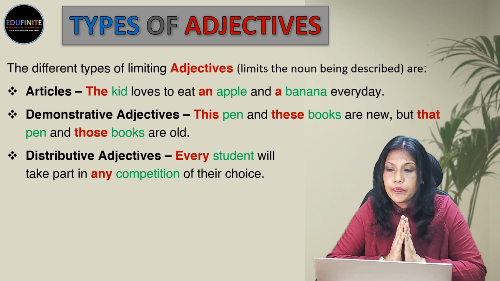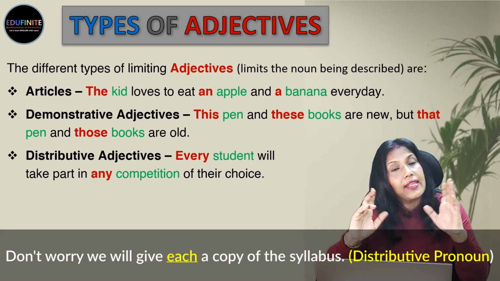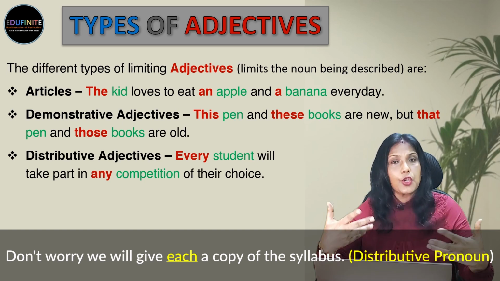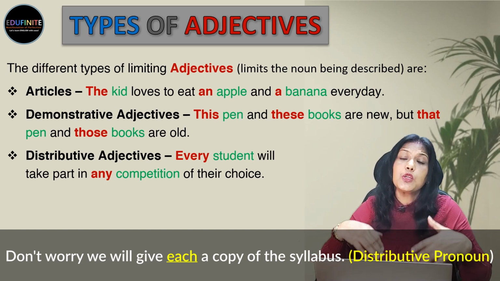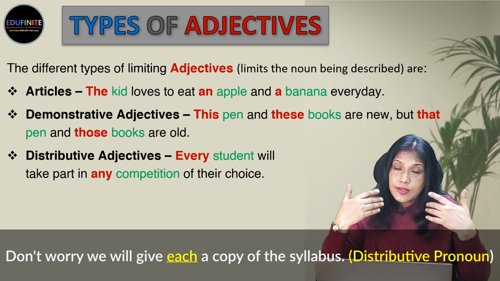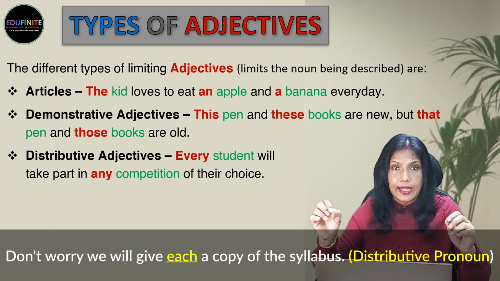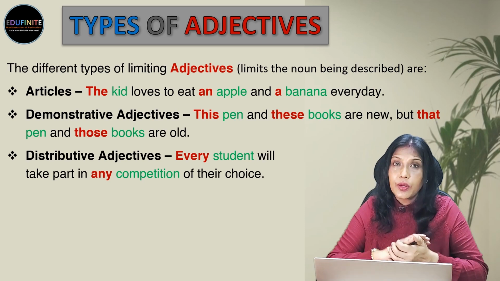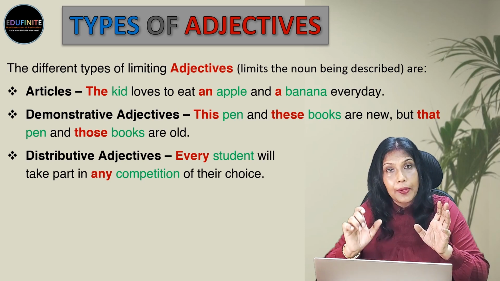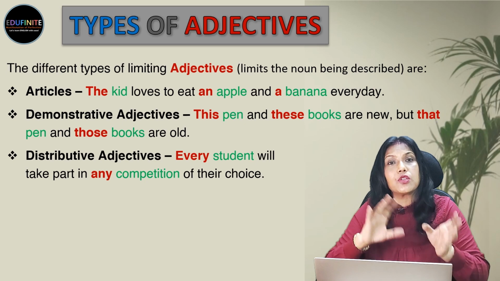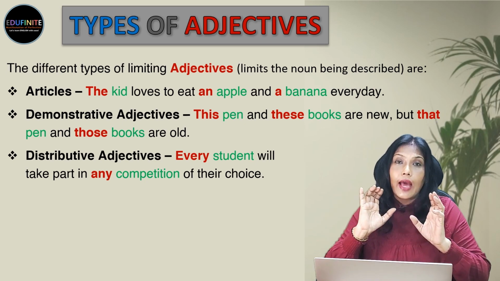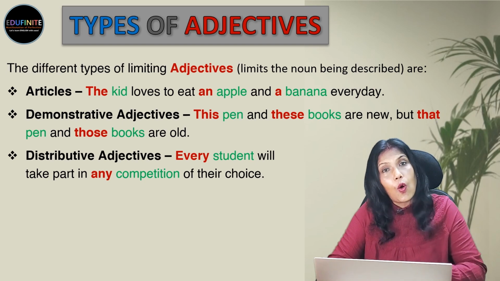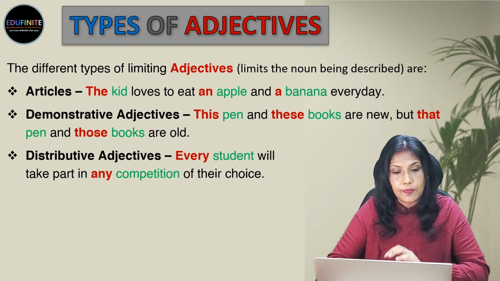For example, don't worry, we'll give each a copy of the syllabus. That means when the teacher is saying so to the students, she's addressing the students and she's telling them that each of you will get. So she can just say each will get a copy of the syllabus. So here, each is not accompanied by a noun, or each is not followed by a noun. As each is not followed by a noun, here each plays the role of distributive pronoun.